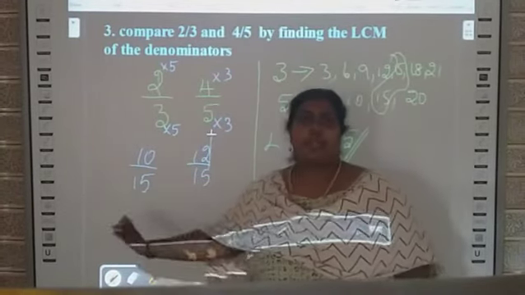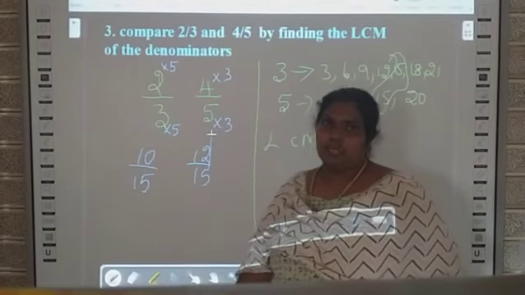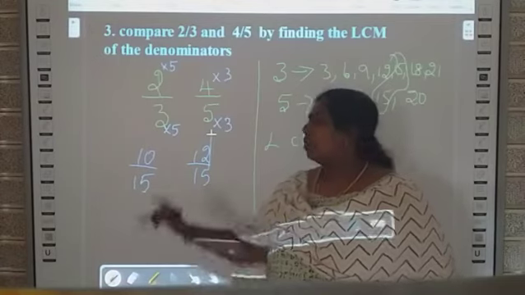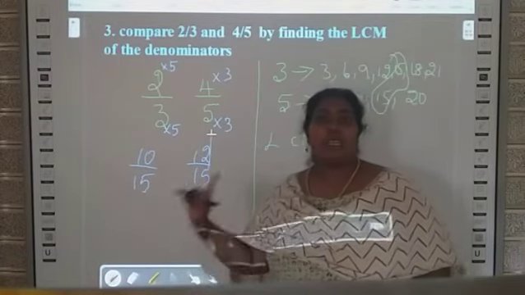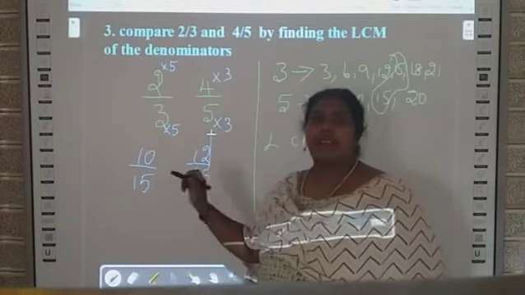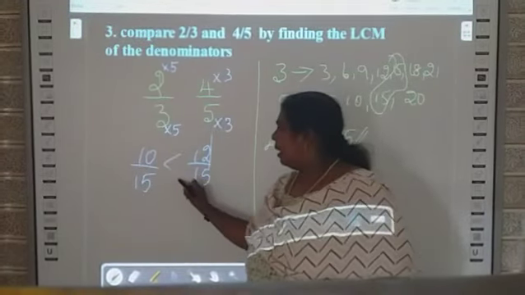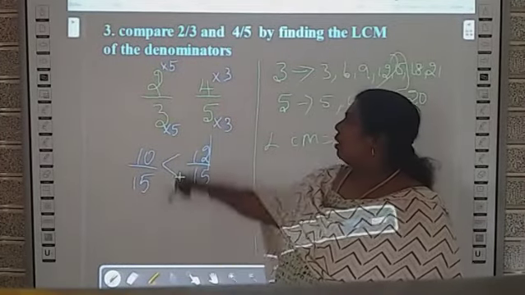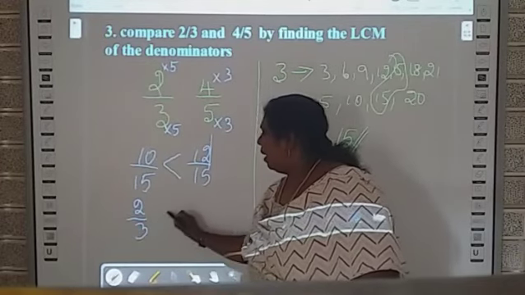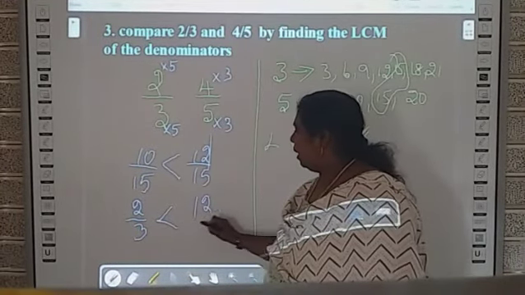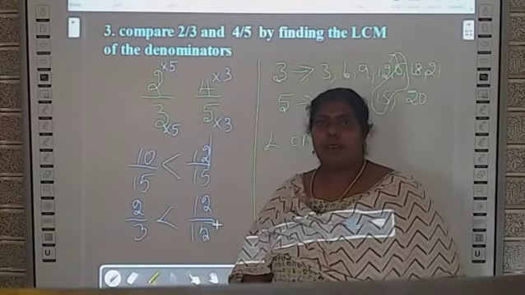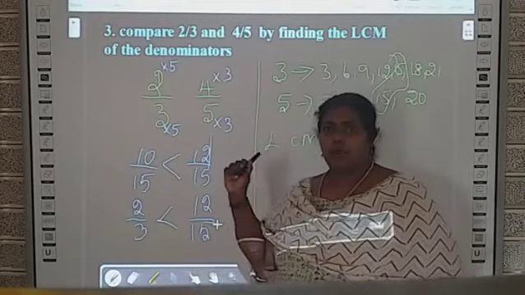Now you check, these two fractions are like fractions, isn't it? Now we can compare these two fractions. So 10 by 15, 12 by 15. Which is the greatest value? 12 by 15 is the greatest value. So we have to use less than or greater than. We want to use less than. So here, 2 by 3 is less than 4 by 5. Do you understand? I'll explain once again.